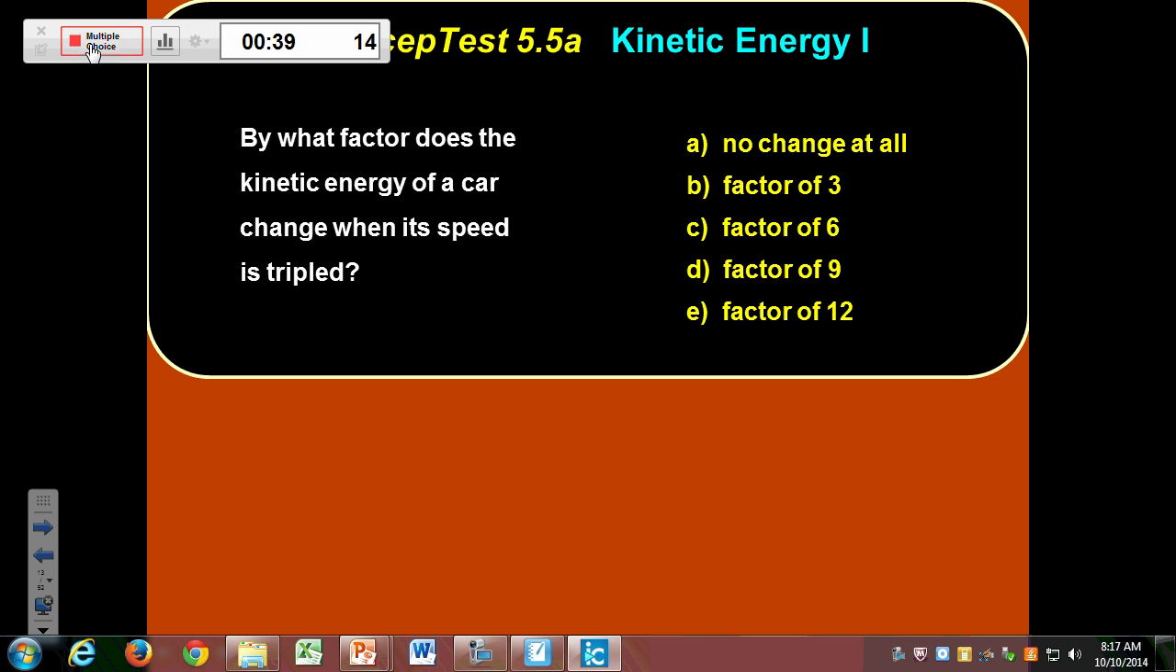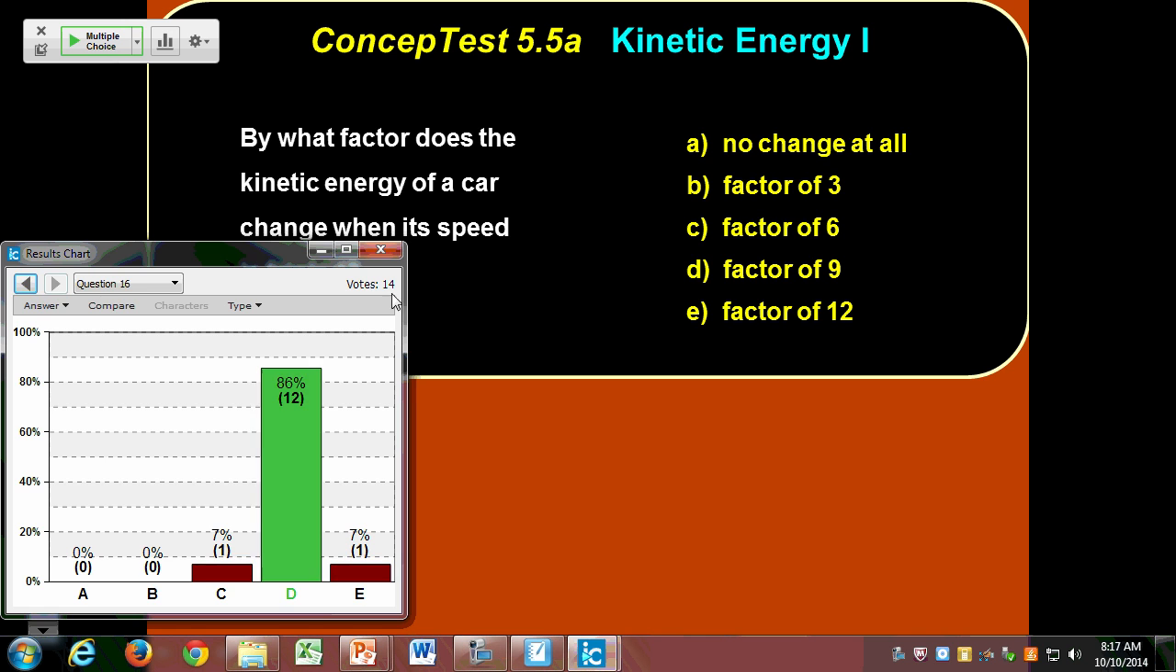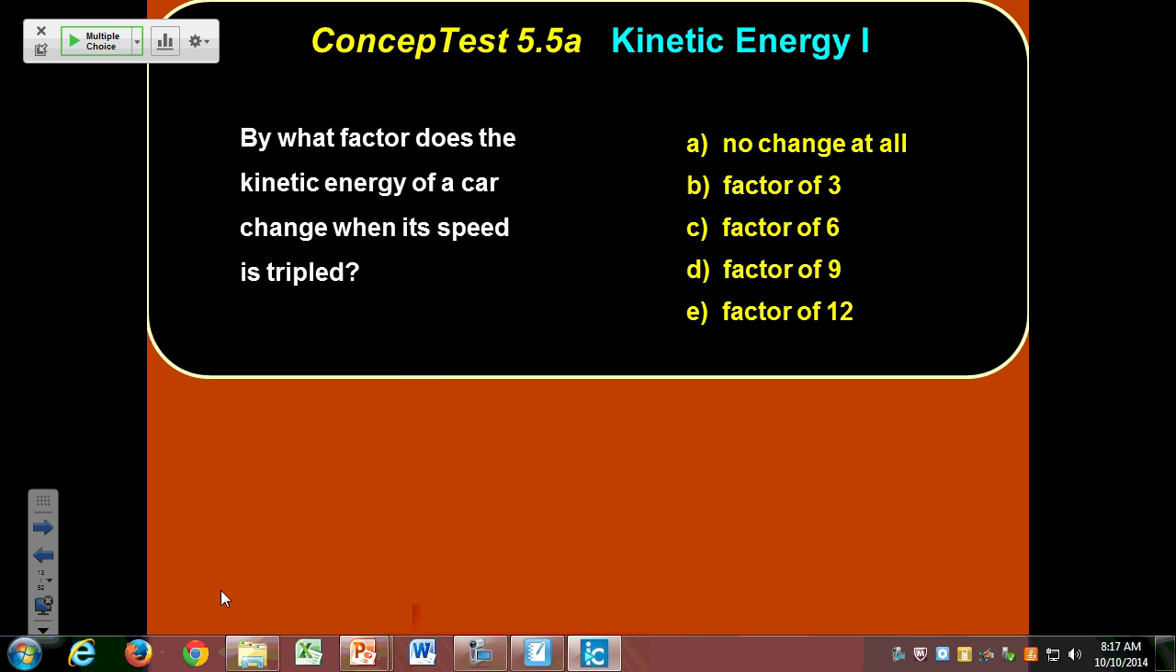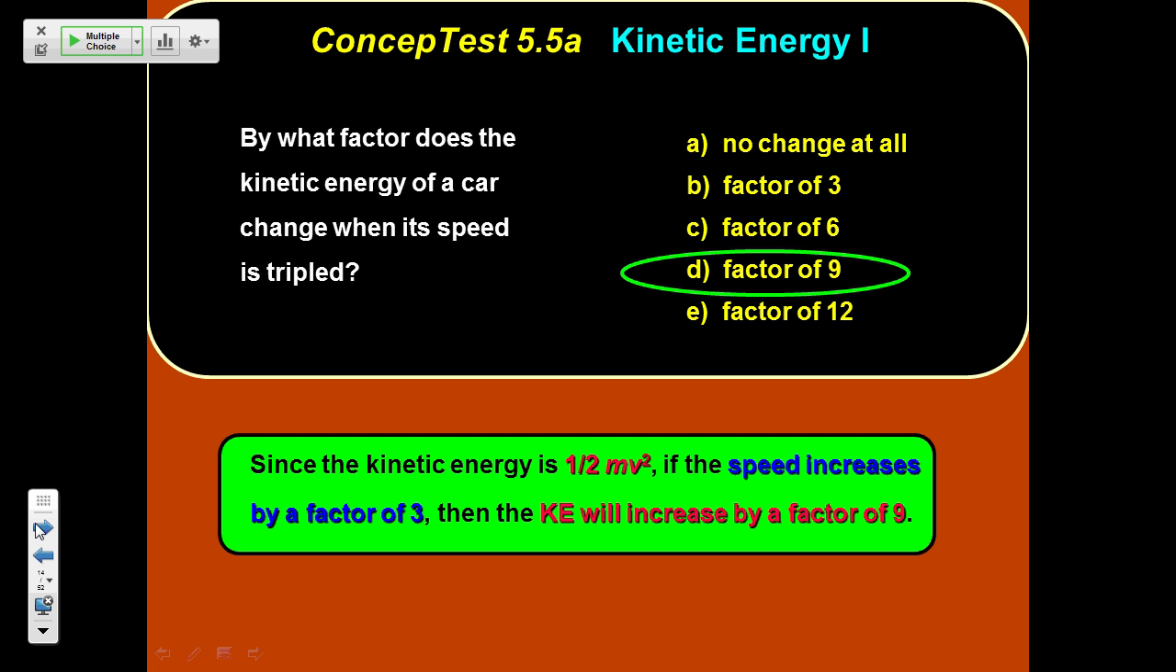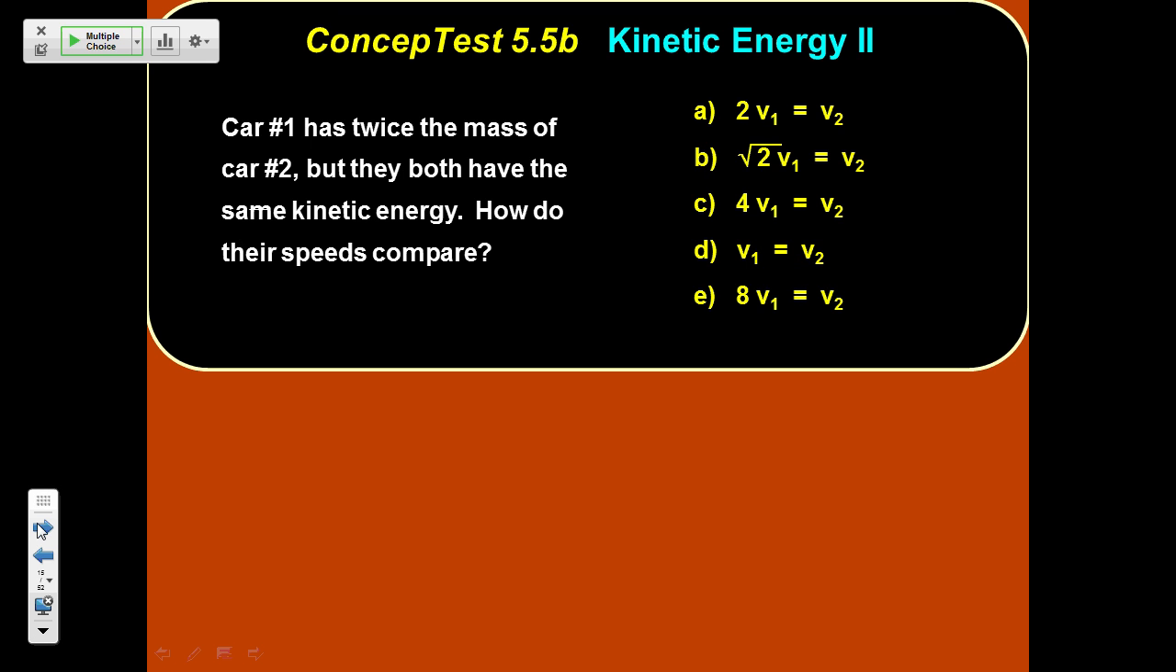Let's stop at 45. D is the right answer. It's a v squared relationship, quadratic, so if I triple the velocity, I have 9 times the kinetic energy.